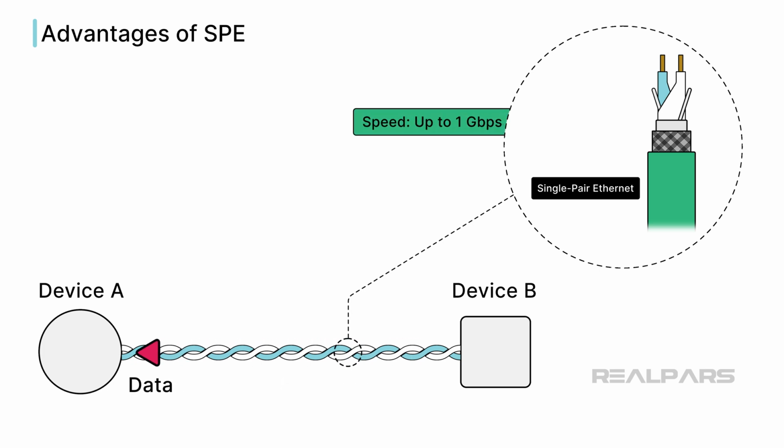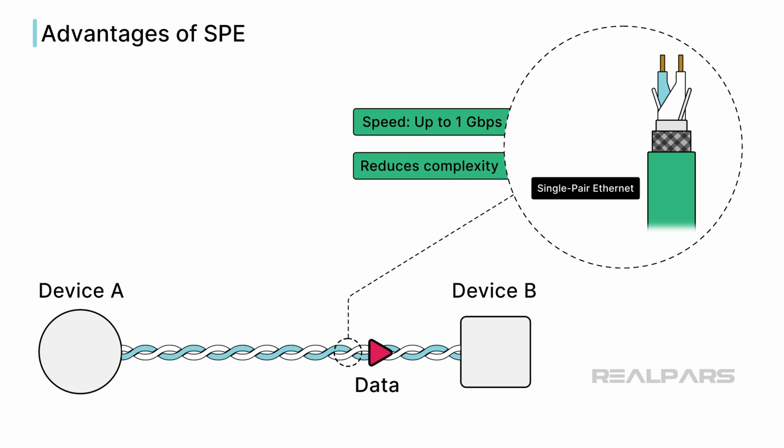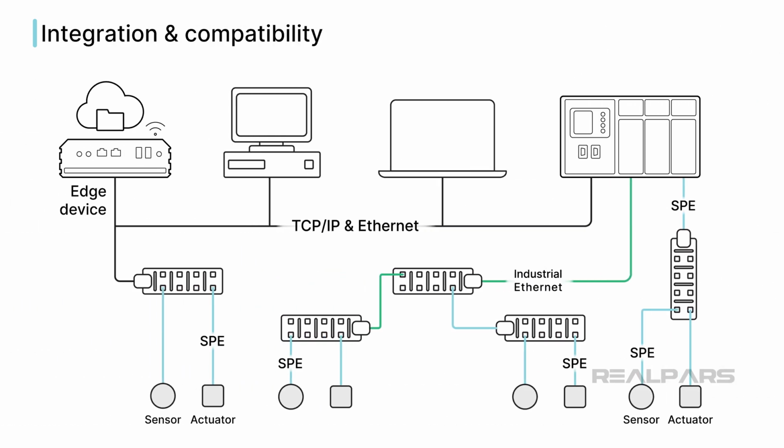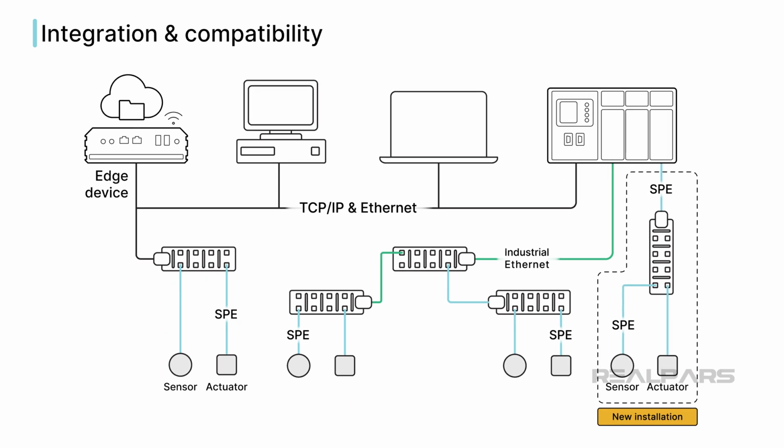First, data speeds of up to 1 gigabit per second are supported. Its simple network design reduces complexity, making SPE easier to implement and manage than traditional Ethernet networks. SPE is ideal for new installations and for projects that extend existing networks.